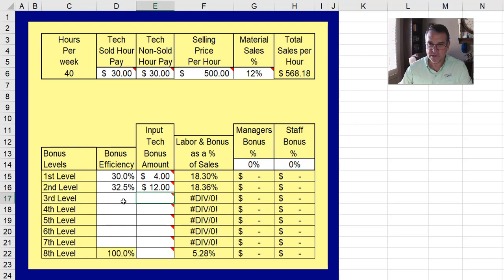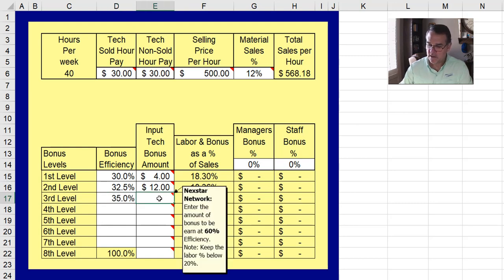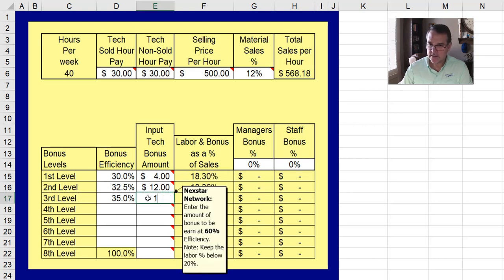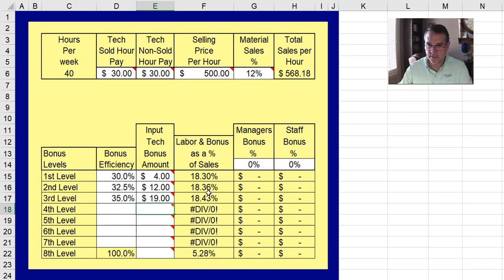Keeping these bonus levels the same. Let's go to 35. And I'm going to give $18. Let's see what that looks like. It doesn't look too bad. I'll go 19, just to step it up a little bit. Okay, 37.5, and that's where your target is. So 37.5, and I'll give them a $25 bump there. Okay, so that's stepping it up.